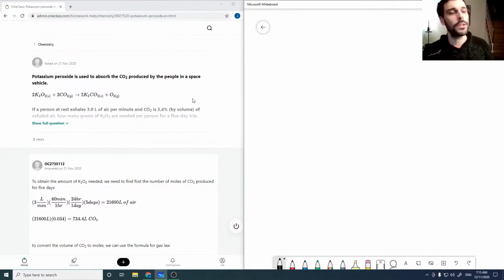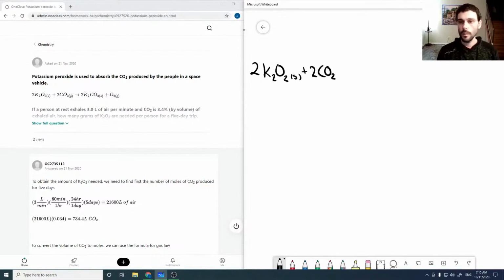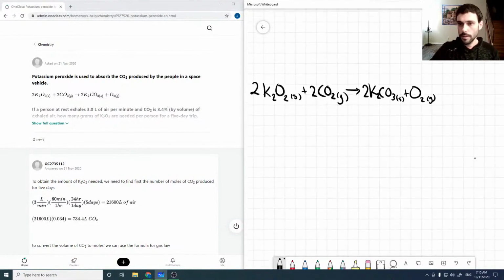So here the question's a bit cut off, but I'll add to it. So here's our equation for conversion of carbon dioxide with potassium peroxide, which we will need at some point. So this takes in carbon dioxide and gives oxygen. I'm just going to scroll this down a bit.